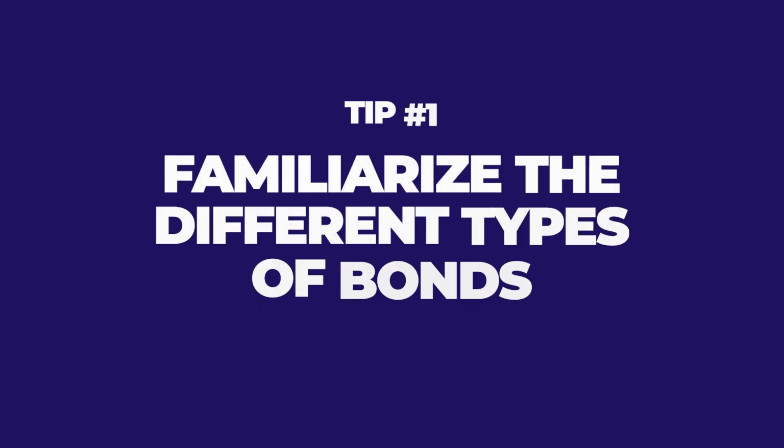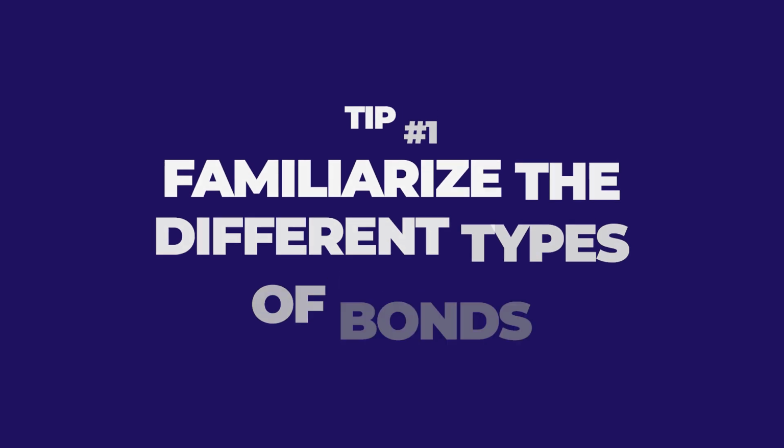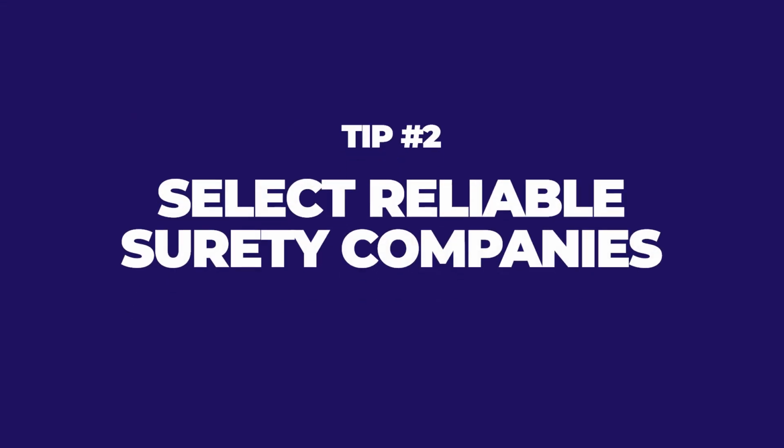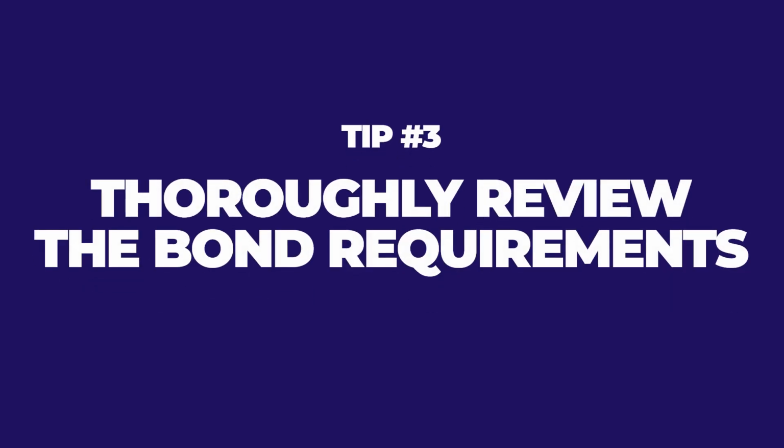Number 1, familiarize yourself with the different types of bonds. Know where they're applicable, where they're used, and how they work. Number 2, select reliable surety companies, typically through local organizations or word of mouth or other resources or references. You can identify whether or not a surety company has a good reputation. Number 3, make sure that when you're entering into these contracts that you have thoroughly reviewed the bond requirements that are outlined in the prime agreement, and make sure that you know bond amounts, deadlines, and any other specific provisions that may apply to you.